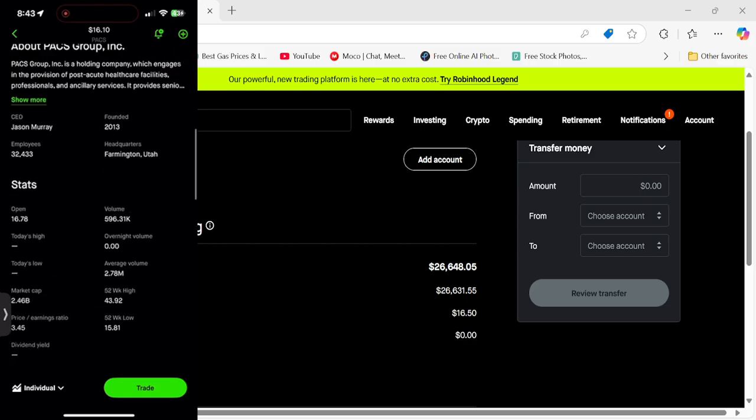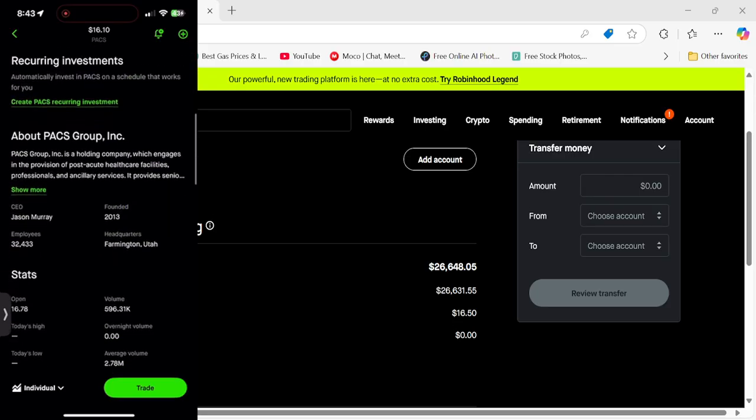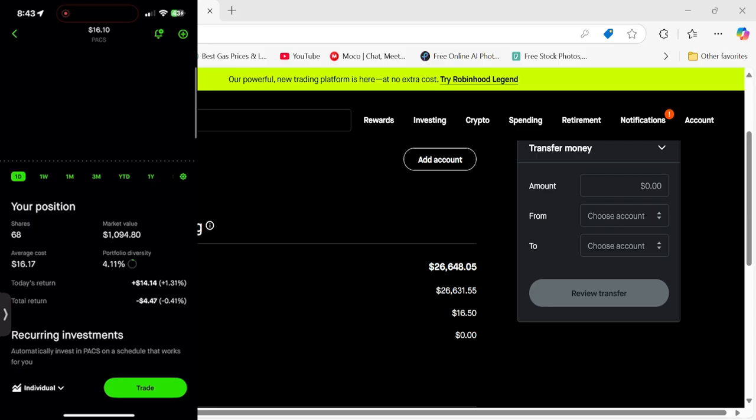It fell down like $16.20 or something like that. And I bought 30 shares, and then it fell down lower. As you can see right here, it fell down to 15.81. So I bought another 30 shares, to the point where, if you look right here underneath your position, I have 68 shares right now. The market value of that is $1,094. It is 4.11% of my total portfolio. Basically $1,100 is 4% of my total portfolio.